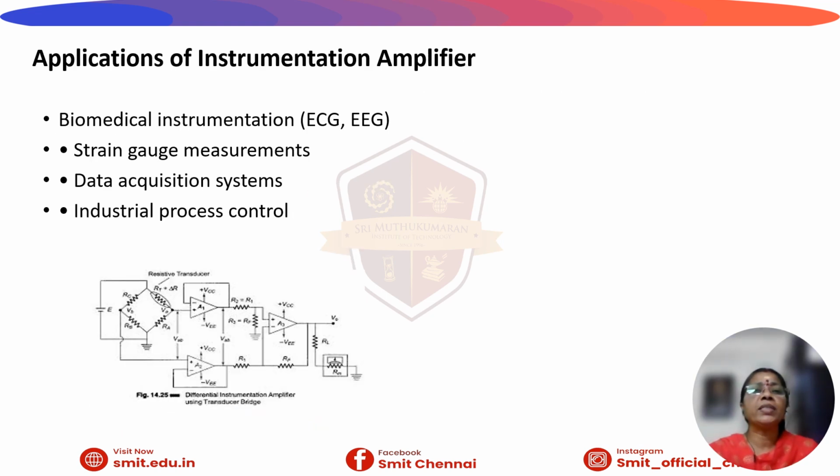Certain applications of instrumentation amplifier are mainly in biomedical instrumentation, in ECG and EEG, and it is also used in strain detection and industry process control. In practical application, an instrumentation amplifier is almost always used in tandem with a Wheatstone bridge as shown in the circuit diagram. It is connected at the input of the op-amp. It is used to convert physical changes like pressure, temperature, or strain into measurable voltage.